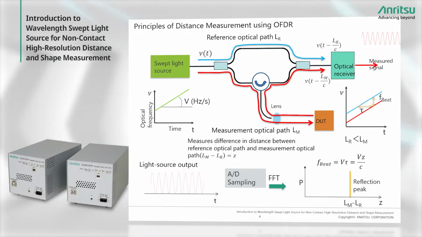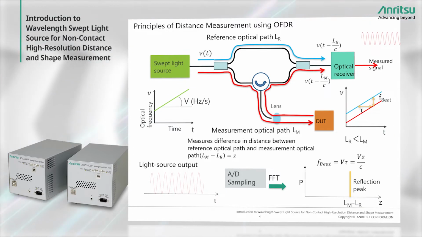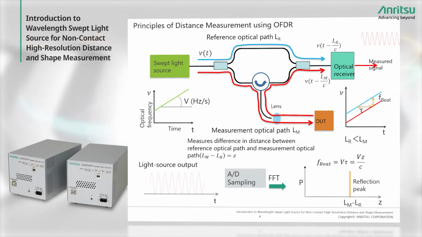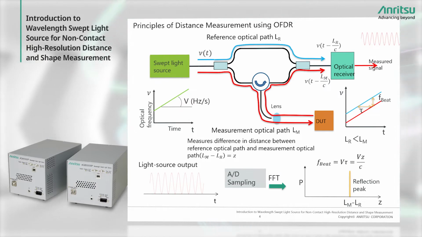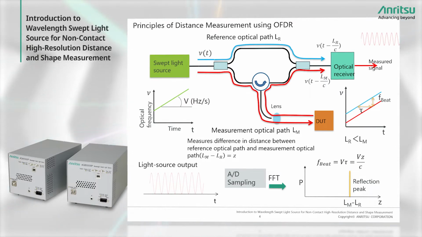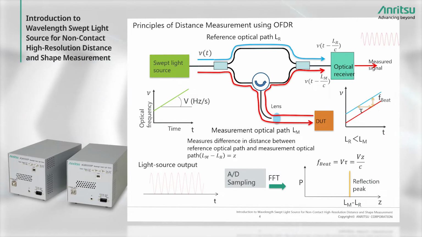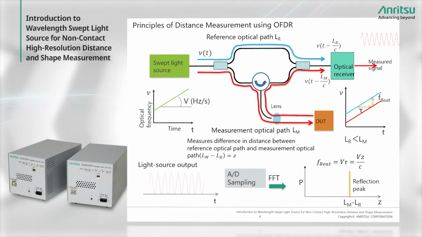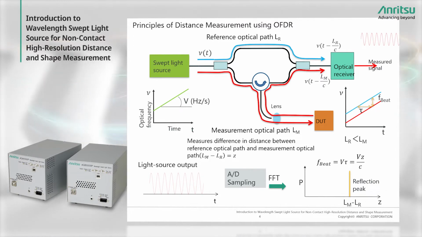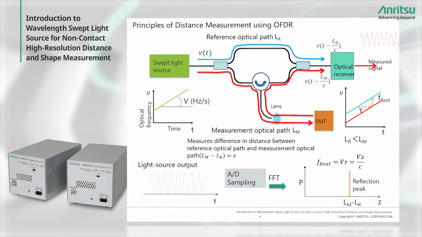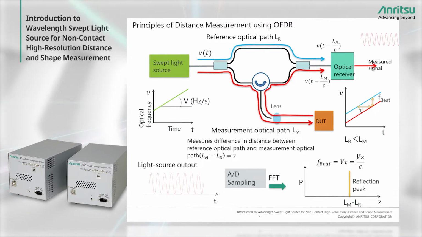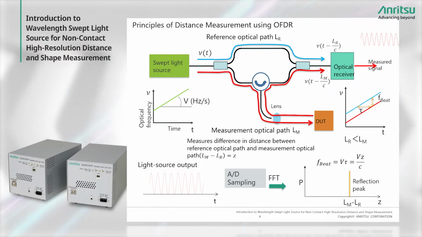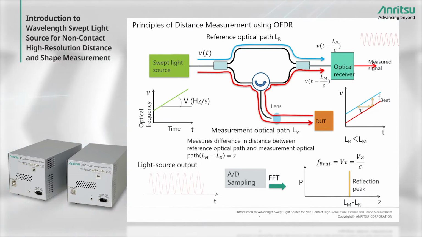Continuing on, this slide explains the principle of distance measurement using OFDR. The OFDR system is composed of a swept light source, interferometer, and optical receiver. The frequency of the light output from the swept light source increases linearly with time. The light from the swept light source is split first into two paths by a coupler. The first path is indicated by this blue line, and is called the reference path. It passes to an optical receiver via a second coupler. The other path indicated by the red line is called the measurement path.